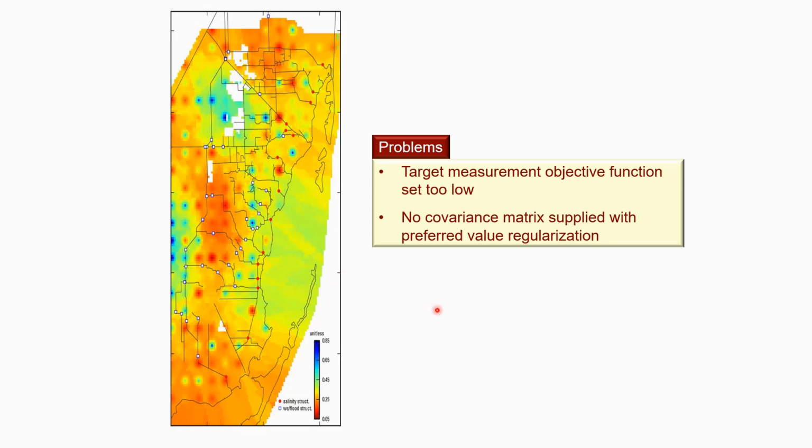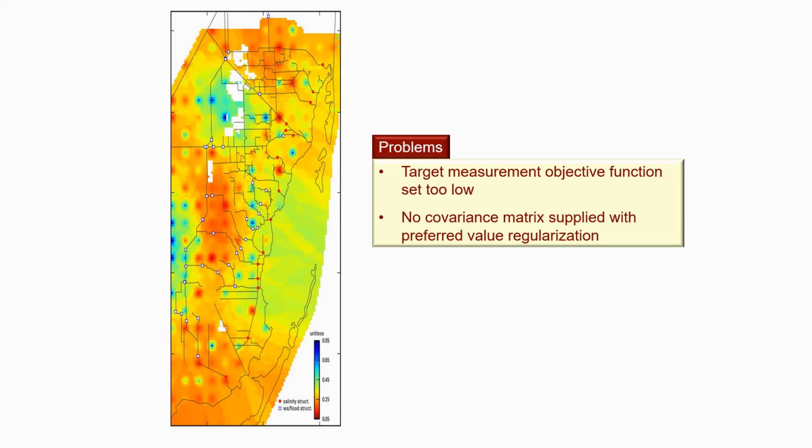So why did this happen? Well, two reasons. Recall from another video that when we use Tikhonov regularization, we supply a target measurement objective function. If that target measurement objective function is set too low, then we can overfit. And that's what happened here. But probably the main reason is failure to use a covariance matrix in conjunction with preferred value regularization.